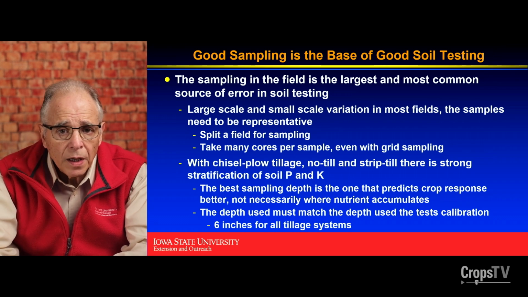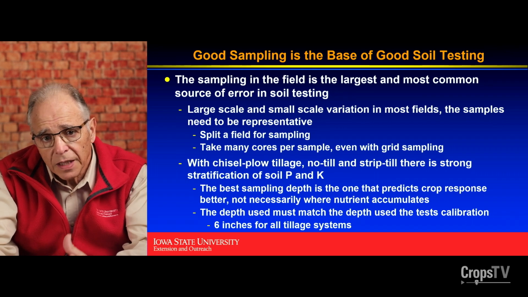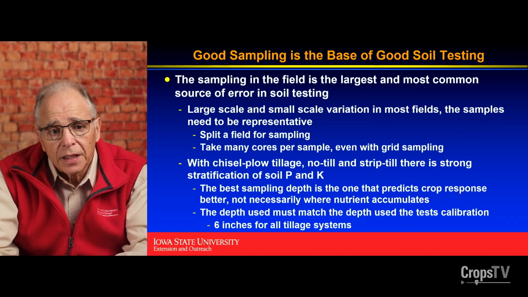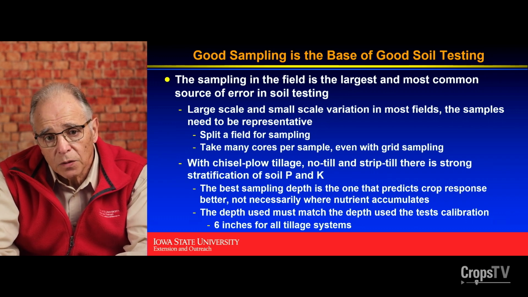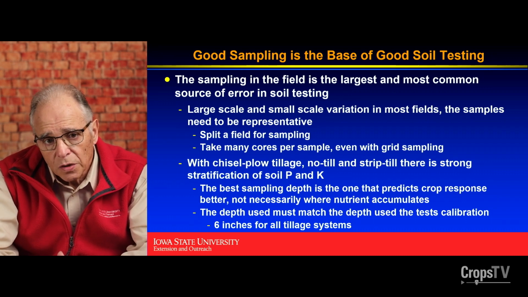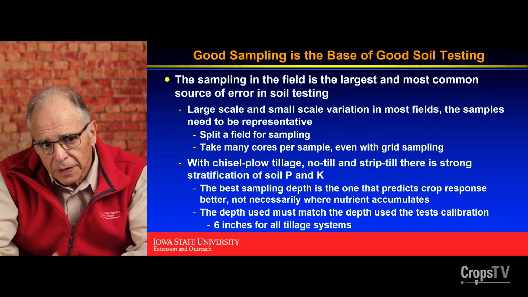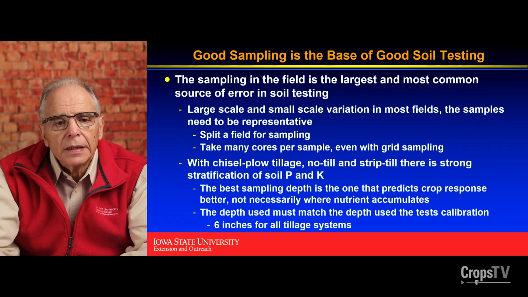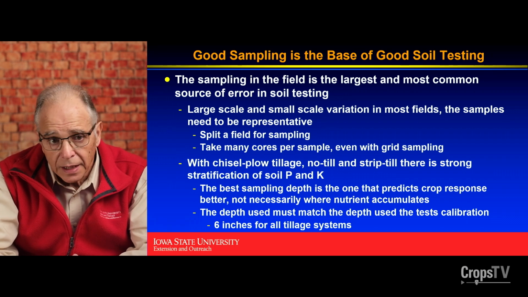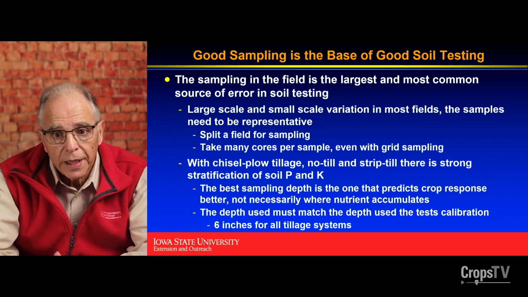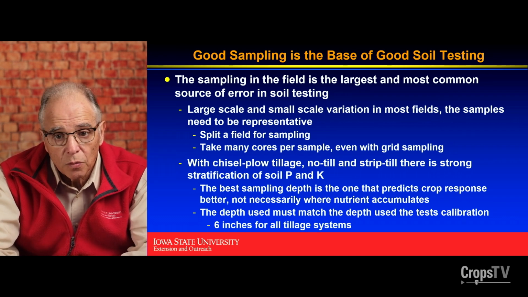And then, with the now predominant chisel plow tillage, no-till, and strip till over the last 20-25 years, there is strong stratification of soil P&K. Okay, both P&K tend to accumulate close to the surface, especially P, more than K. Now, some people have this wrong idea that we need to sample shallower, or sample in different ways because of that, and that is not the case. The best sampling depth is the one that predicts crop response better, not necessarily where the nutrient accumulates.